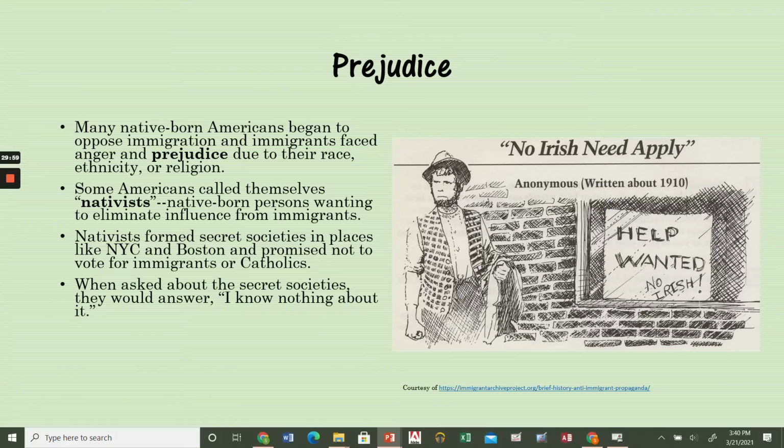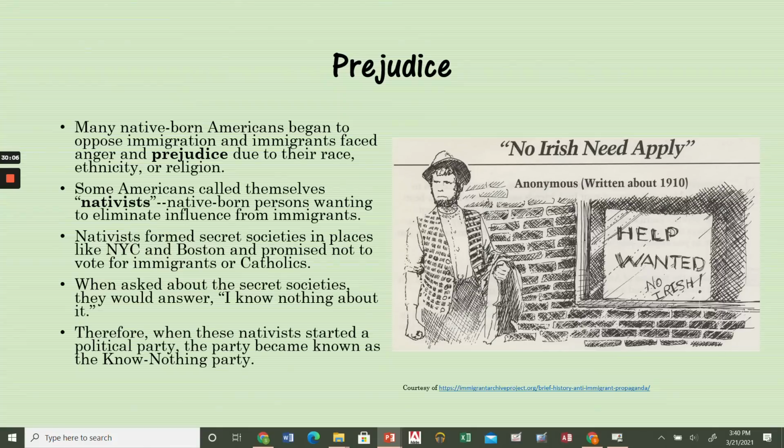And sometimes when these persons would be asked about these secret societies, they would answer, "I know nothing about it. I know nothing about it." And so eventually, a lot of these nativists formed a political party, and since they would constantly claim that they knew nothing about the party or about discriminatory practices, they became known as the Know Nothing Party. So it sounds like an odd name for a political party, but it goes back to them trying to keep their secret pledges not to vote for immigrants or Catholics secret, so they would claim to know nothing. So they ultimately were called the Know Nothing Party.